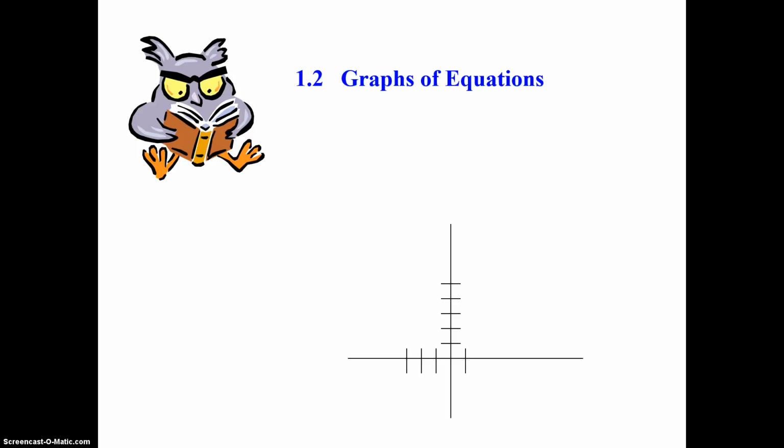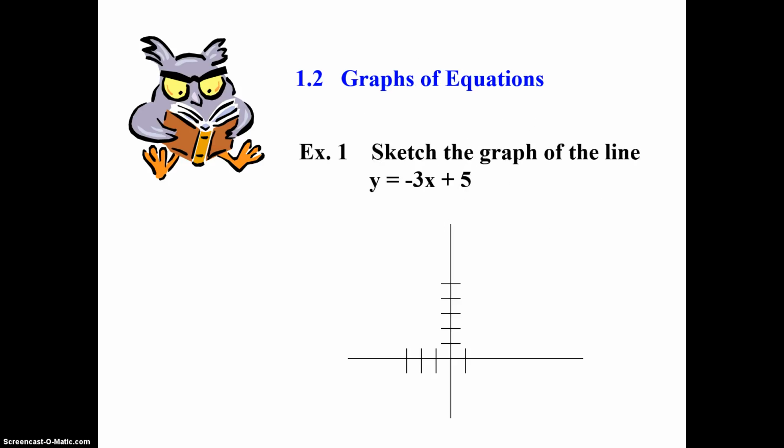So we're going to go on to section 1.2, which is graphs of equations. And we're going to start with the most basic type of graph, which in this case is example 1. It says, sketch the graph of the line y equals negative 3x plus 5. Now, obviously, I've stated that this is a line, but you should have already made the connection that y equals negative 3x plus 5 is a linear function. It's actually in the form y equals mx plus b.